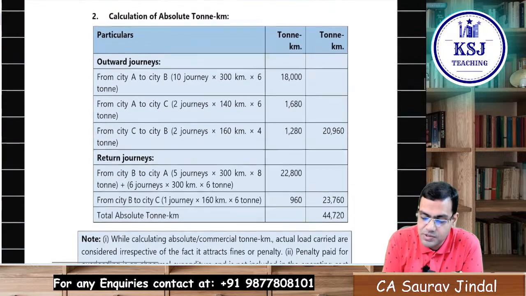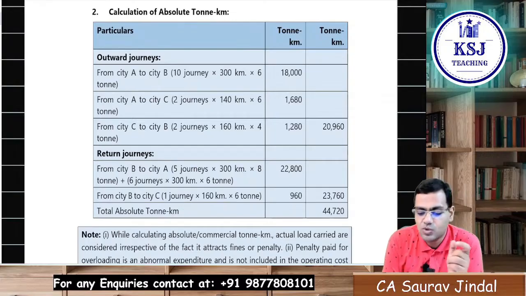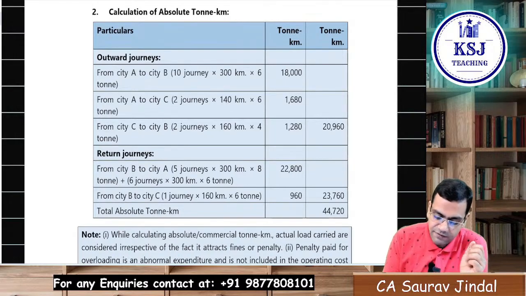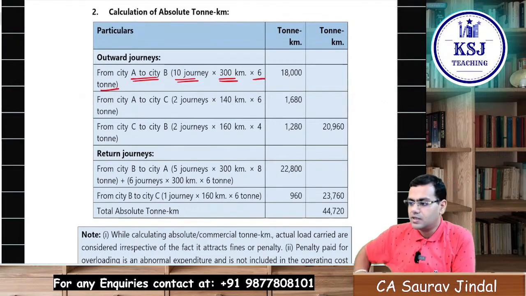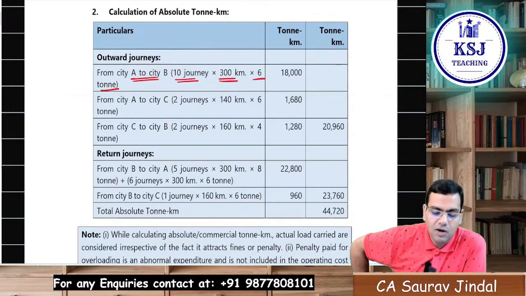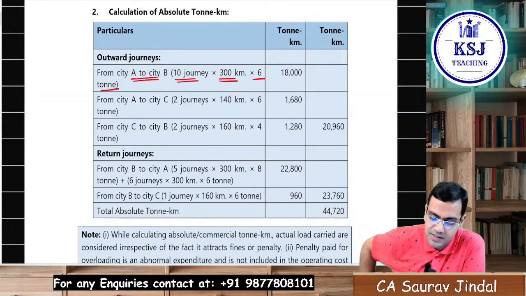Now the absolute ton kilometer: in the absolute ton kilometer we exactly take, over a particular number of kilometers, the quantity of tons carried, right? So he says outward journey from A to B, 10 journeys, 300 kilometers into 6 ton, right? This is the outward journey. Now outward journey A to B, 10 times you have traveled 300 kilometers with 6 tons.